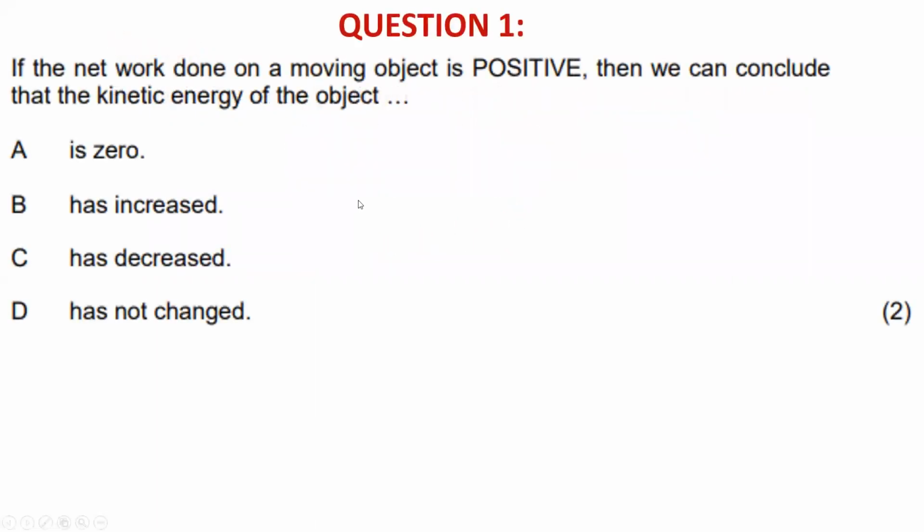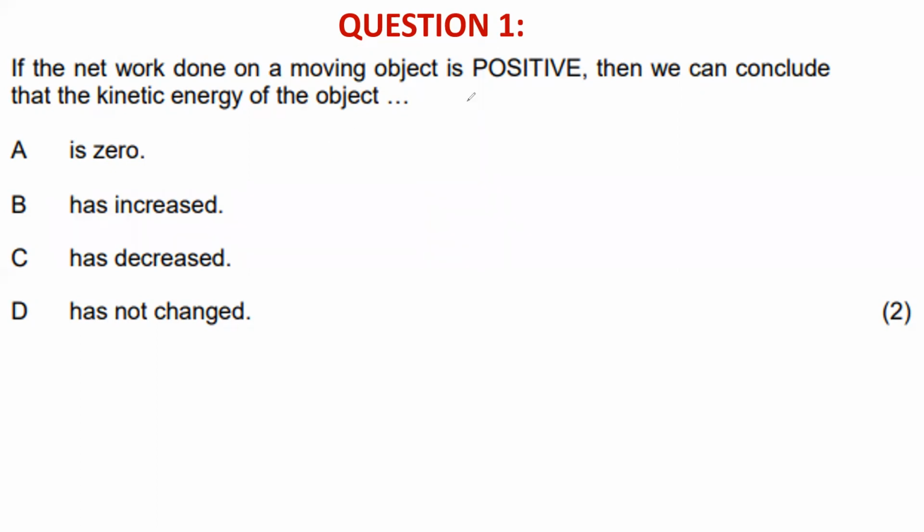Let's see our first example. I hope everything is clear about the work energy topic. So if the net work done on a moving object is positive, then we can say the kinetic energy of the object has increased, has decreased, has not changed, or is zero. Kinetic energy increase, decrease, or same, or zero. What do you think about that?